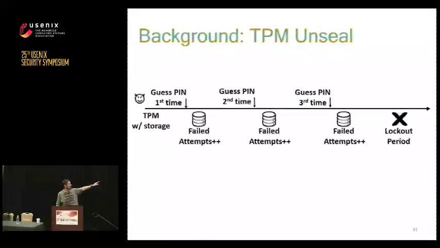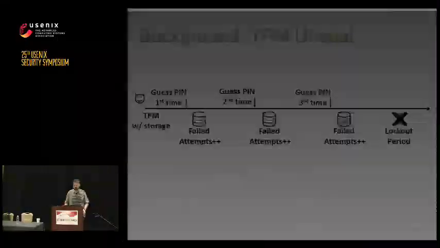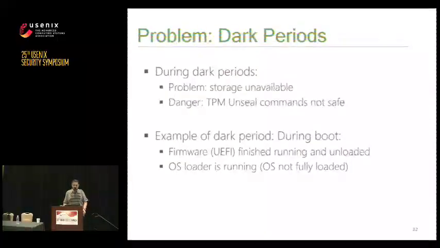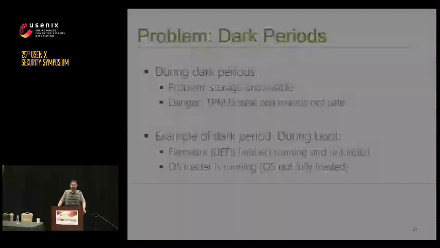And at some point, if you exhaust the number of trials, the TPM enters a period called lockout. During lockout, the TPM refuses to answer commands anymore. And lockouts are long periods of time, on the order of hours. The goal of anti-hammering, which is what this mechanism is called, is to slow down an attacker that attempts to guess PIN numbers. However, with the fTPM, we have a problem that we refer to as a dark period.